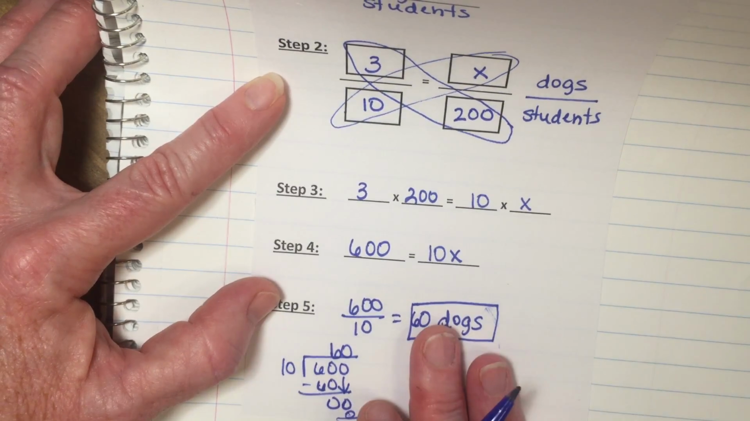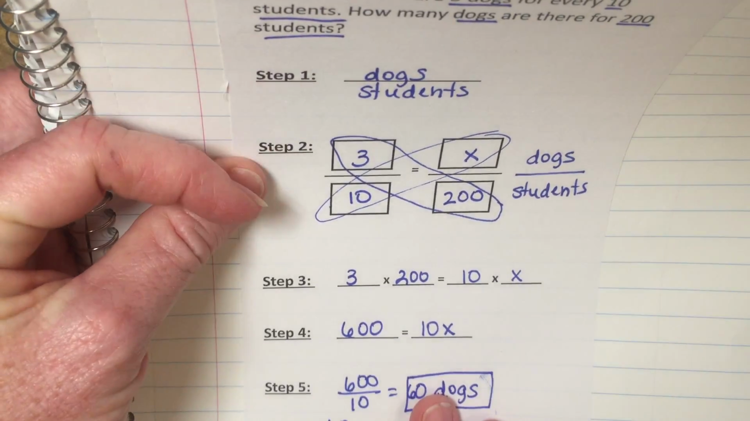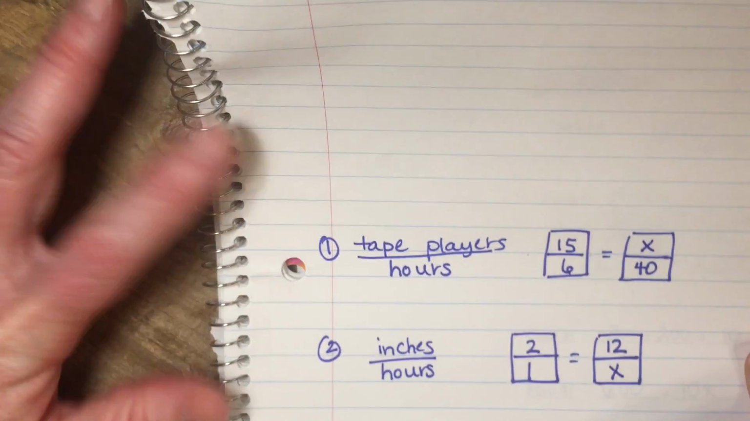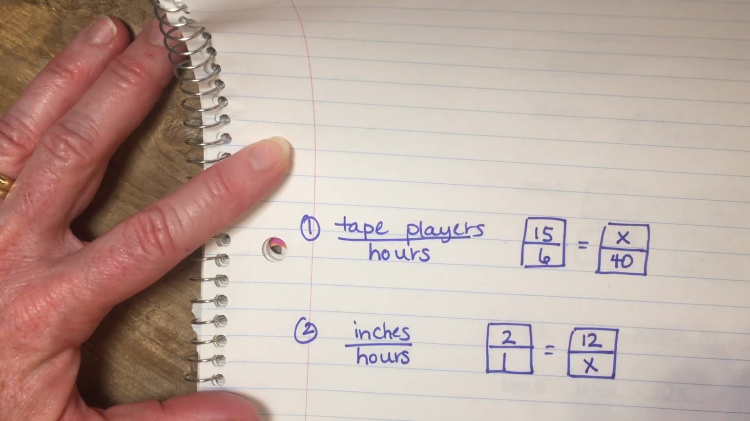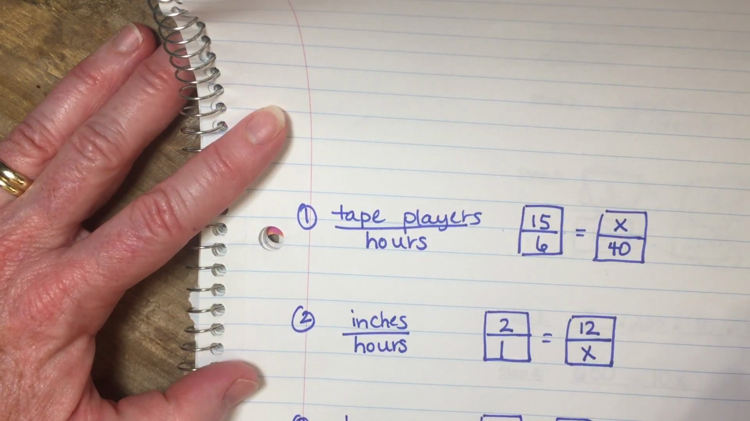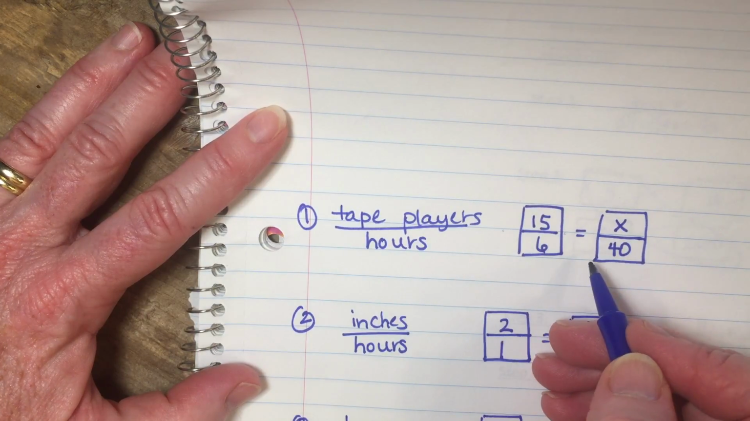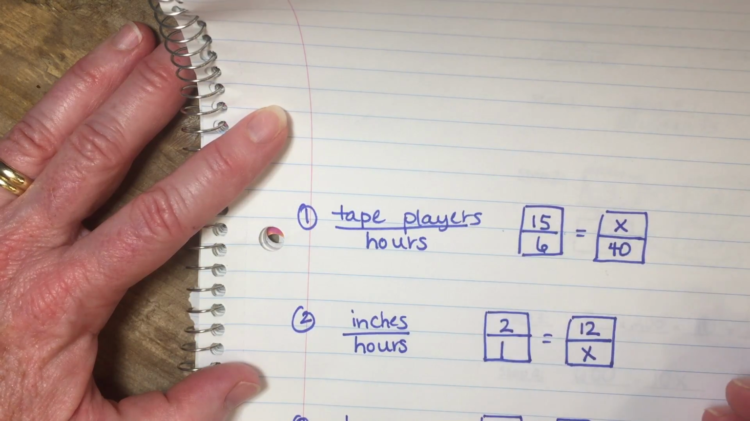All right, so let's go back to the problems we did in an earlier video. Look for the part where you set up some proportions. So in this proportion, we're already set up. We have tape players to the number of hours. We can see that 15 over 6 is the same thing as x over 40.